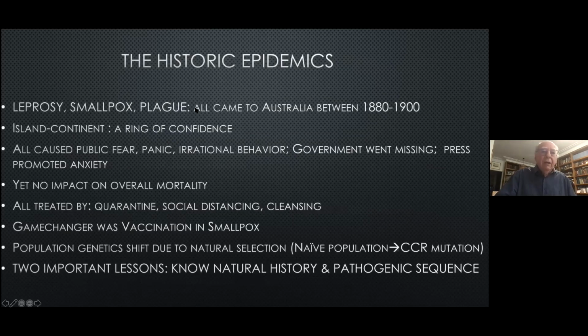I'm going to go back now in time and talk about the historic epidemics, these great epidemics that have been around for all time. There are three ones that come to mind. The first is leprosy, and the second is smallpox, and the third is the Black Death or bubonic plague. All of these came to Australia in the latter part of the 19th century. Now, they came late and they came in a relatively small way because we're an island continent. And that, again, is very important in the context of COVID-19.